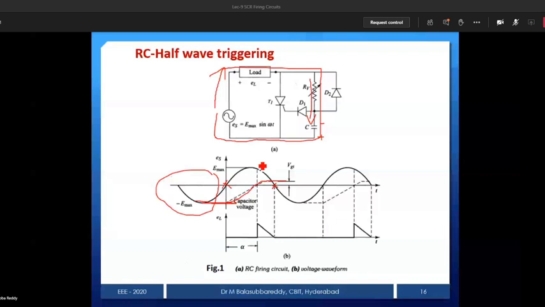So that is the instant we are waiting for, and the waiting is because of that RV. Tau is equal to RV into C is the time constant. Now C is a fixed value, and you are changing the RV value. If RV is less, what will happen? To reach VGT it will take less time, because in the reverse charging it will take less time to reach 0 and become VGT.